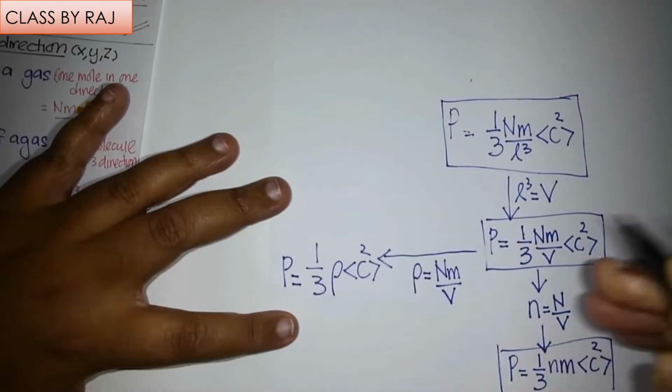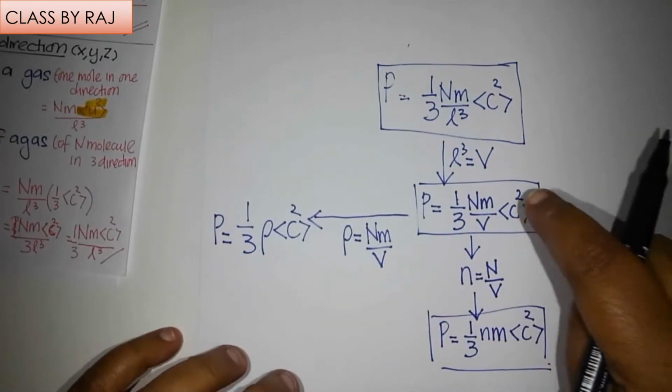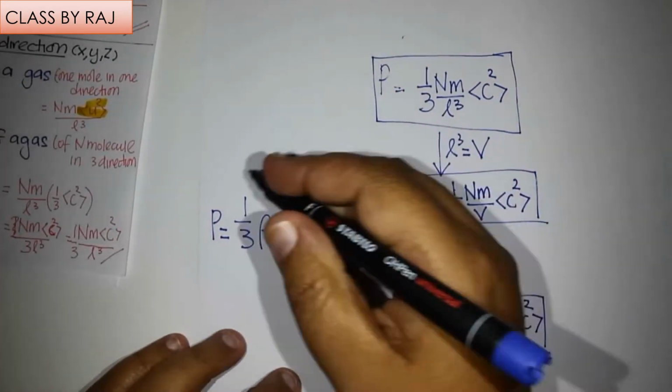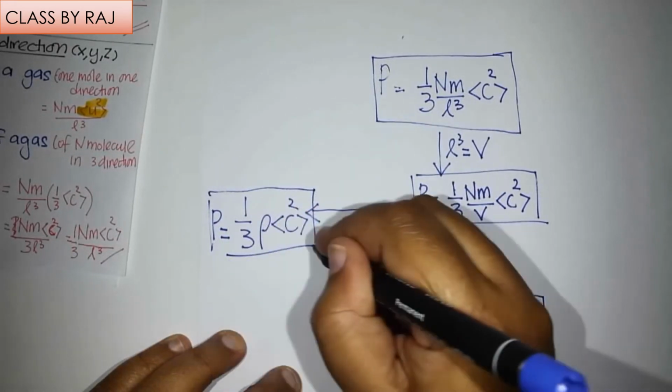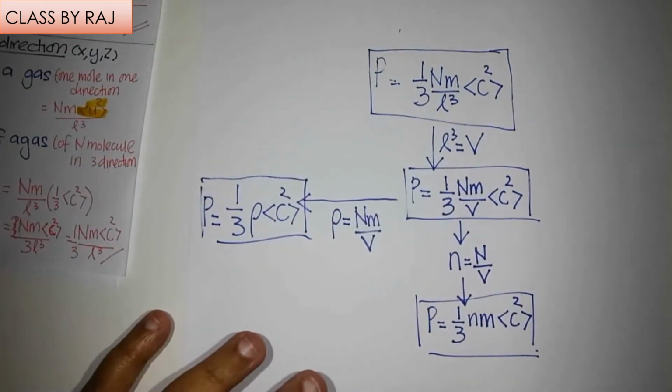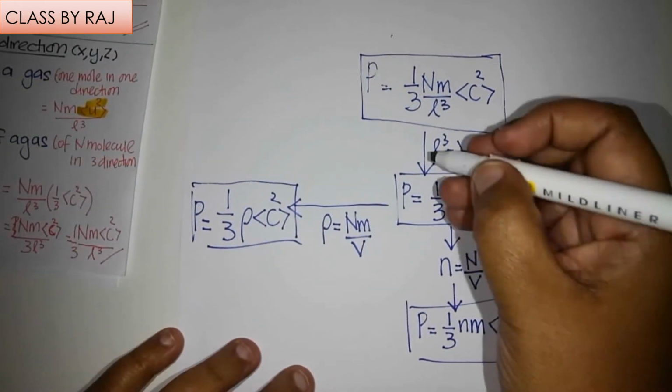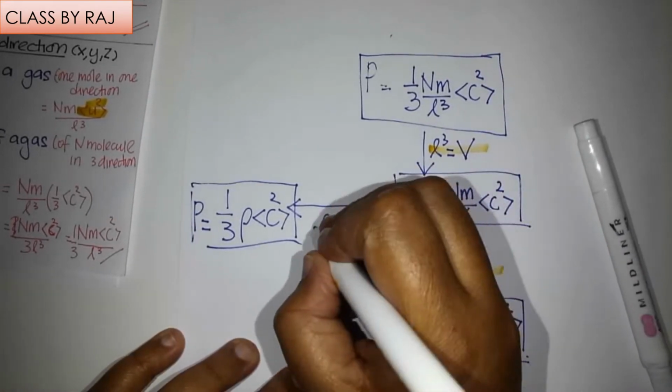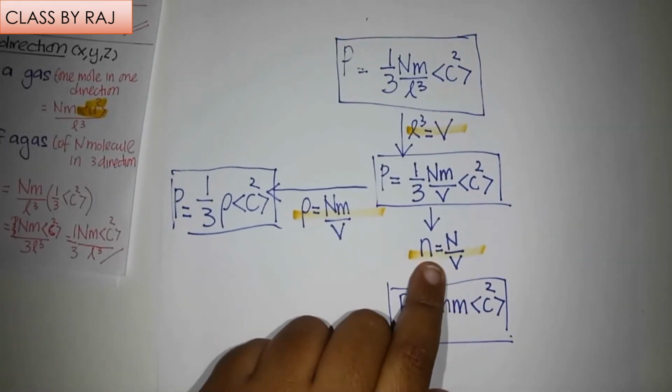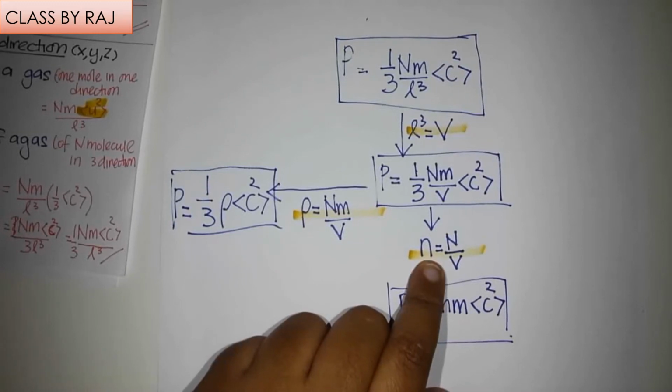So the pressure of a gas can be interpreted in 3 formulas. Okay, in 3 formulas. So please take note of this, of this, of this. Don't get confused with the small n. The small n is very important because it is the number of molecules per unit volume.